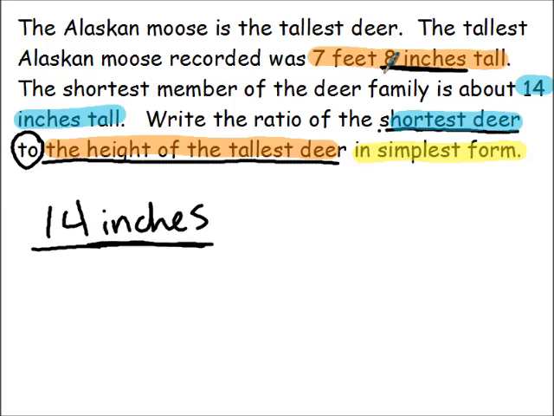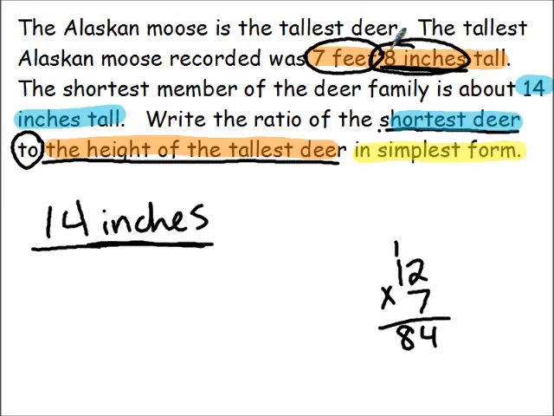So we have 8 inches and we have 7 feet. So we'll take those 7 feet, and how many inches are there in each foot? 12. So we'll take 12 times 7, and 7 times 2 gives us 14. 7 times 1 gives us 7, plus 1 gives us 8. We have 84 plus these 8 inches over here, for a total of 92 inches for the tallest deer.